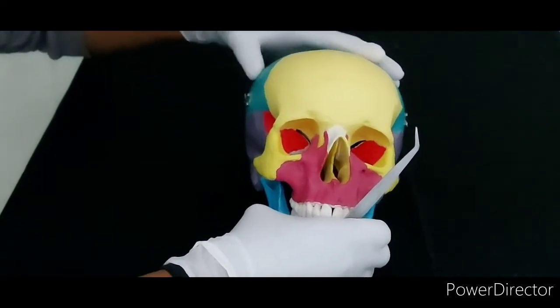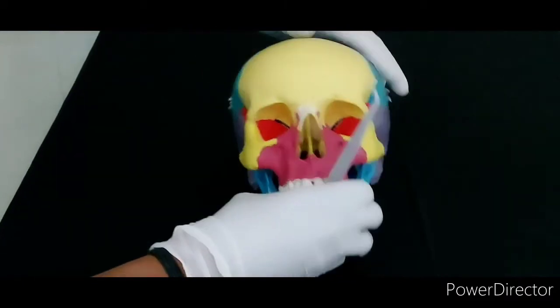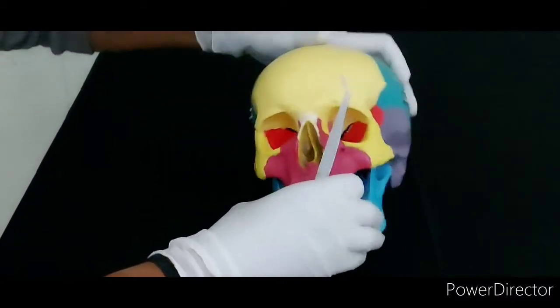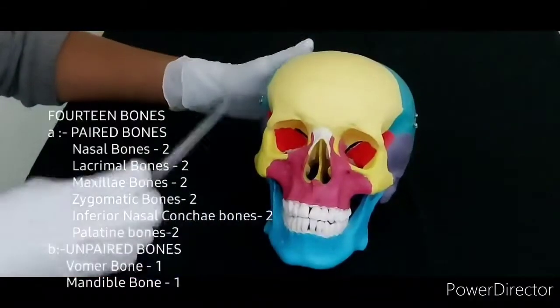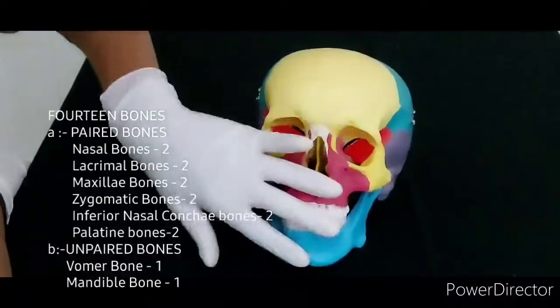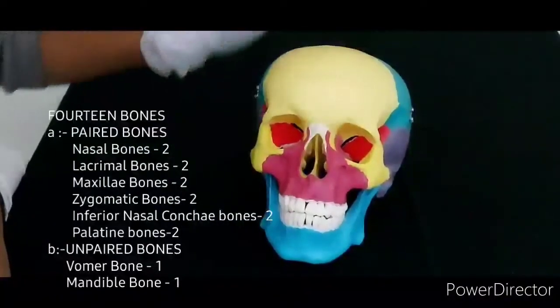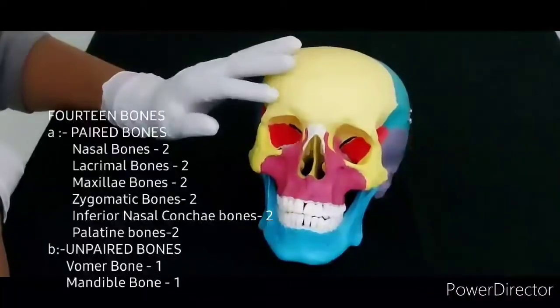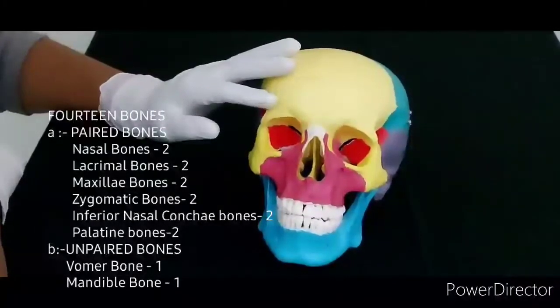Let me replace the top portion. Now the viscerocranium is composed of 14 bones. It forms the facial skeleton. Among the 14 bones, some of the bones are paired and some are unpaired.